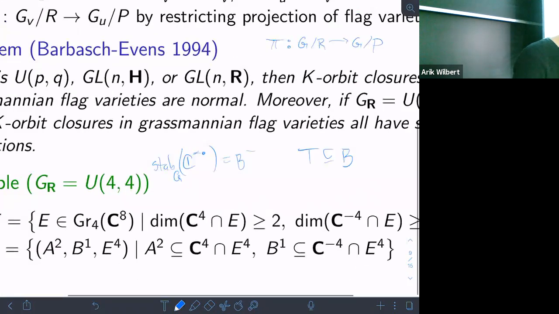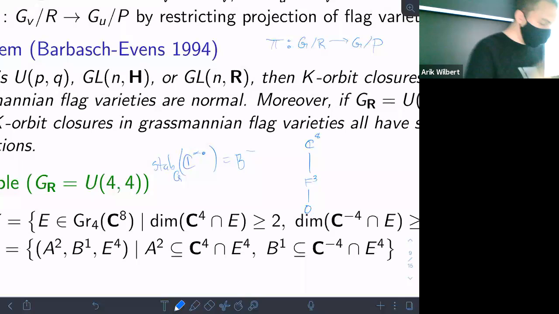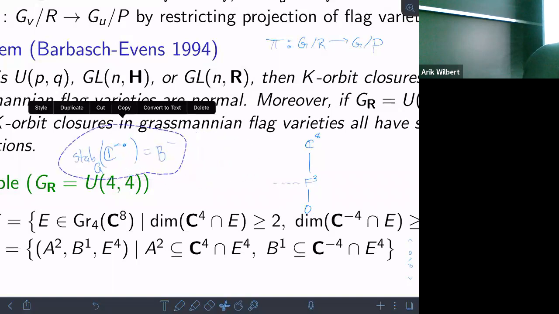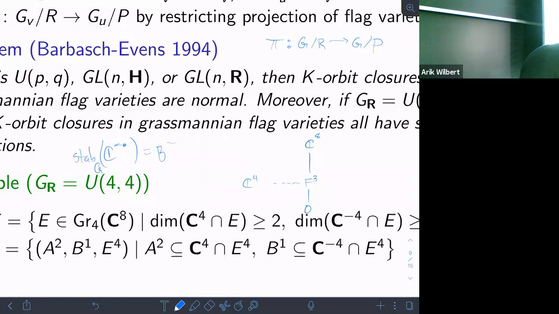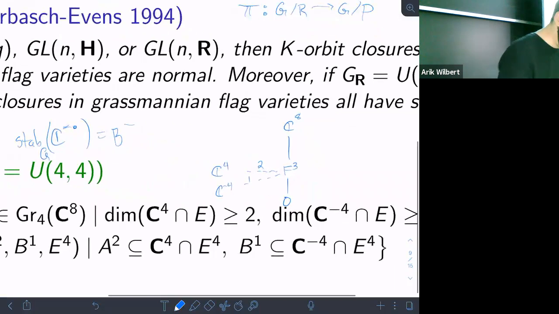So what you do here, let's see, go to C8, and you look at the Grassmannian of three planes here. The closed K-orbits are where F3 is its intersection with C4 and C minus 4. So one of the closed K-orbits, this is kind of how I draw it here. It's intersecting C4 in dimension 2, and it's intersecting C minus 4 in dimension 1. So that's a closed K-orbit in the Grassmannian.